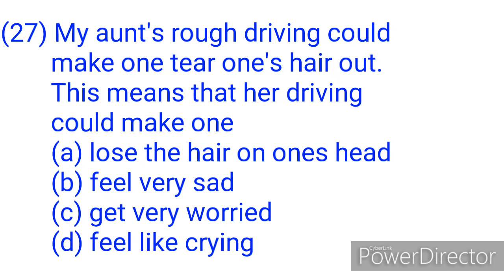So now let's look for the option that has the correct answer. Option A, lose the hair on one's head. This is not the correct answer. You should look for the answer that has worry, frustrated, or anxious. Option B, feel very sad. It's also not the correct answer. Option C, get worried. This is the correct answer. You already know that to tear one's hair out means to worry so much. And option D, feel like crying, is also not the correct answer. So the sentence can also be said like this.